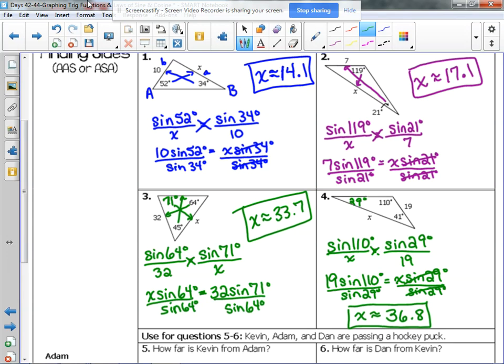Okay, same thing with number 4. The 110 degrees is across from x, but the 41 degrees, the side opposite of 41 degrees, is this side on the top. That's not the length that they gave us. They gave us 19, which is across from the angle 29 degrees when you subtract the 110 and the 41 from 180. Okay, so you got to look out for that when you do the law of sines. You can't just plug in all the information that they give you every single time.